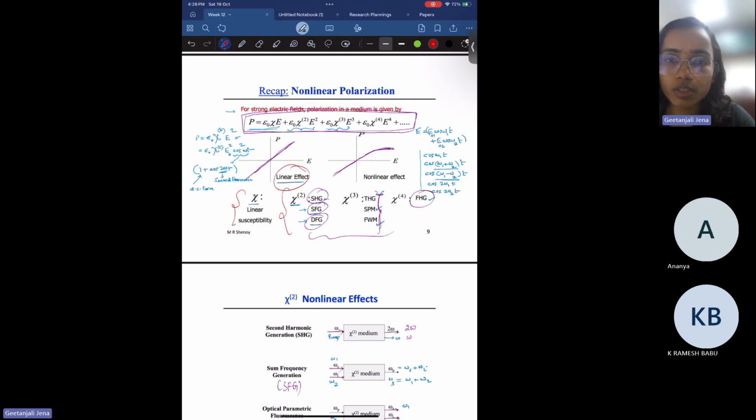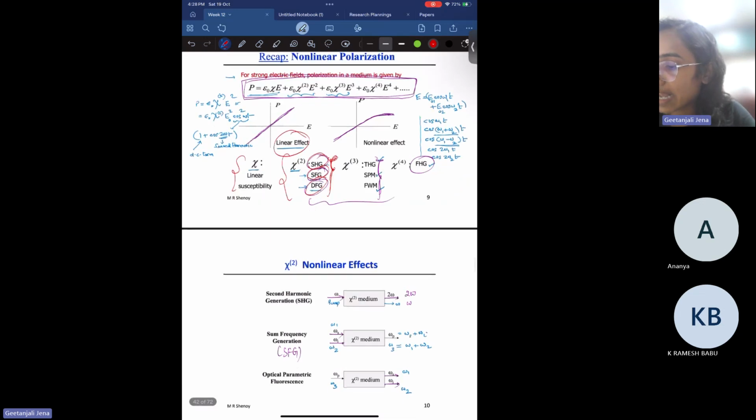And what are the phenomena that happen because of second order susceptibility? One is second harmonic generation, sum frequency generation, and difference frequency generation. Please remember these phenomena, because a question may be asked, as it's a simple MCQ question. And for chi3 and chi4, these are the nonlinear phenomena that you can see because of the chi3 effect and the chi4 effect.